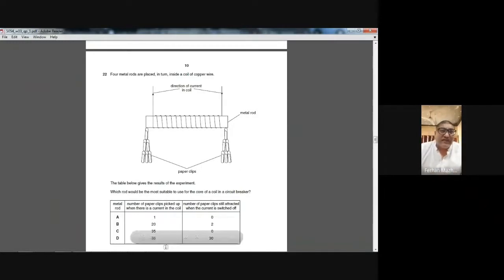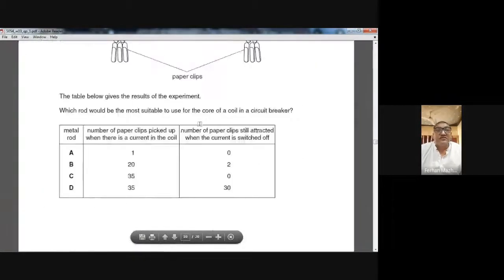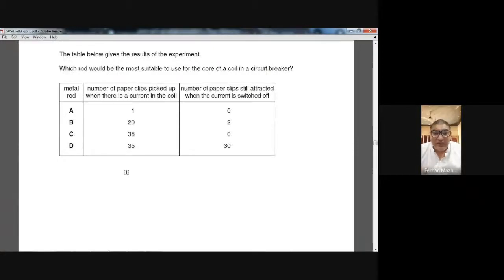So you see, when the metal rod and the number of paper clips picked up, when there is a current in the coil, number of paper clips will still attach when the current is switched off. You see here, I will choose that option, that when the current is provided, it picks up the maximum paper clips, but when the current is switched off, it should drop all the paper clips. So clearly, that means it has lost its magnetism. So I think C is the right option.